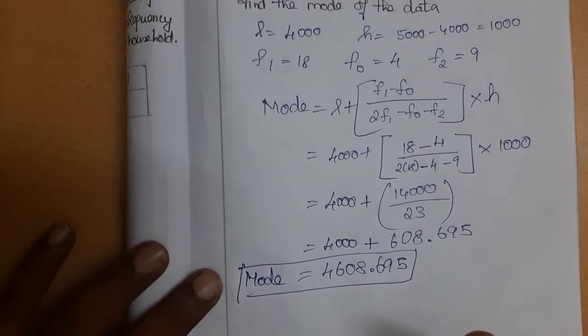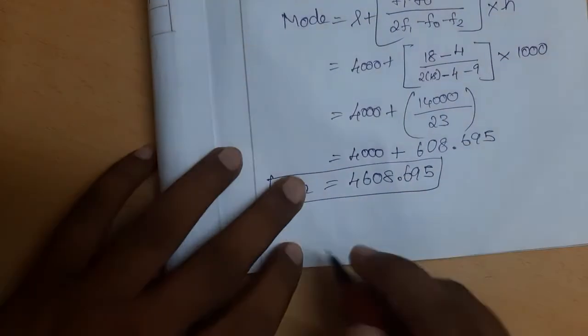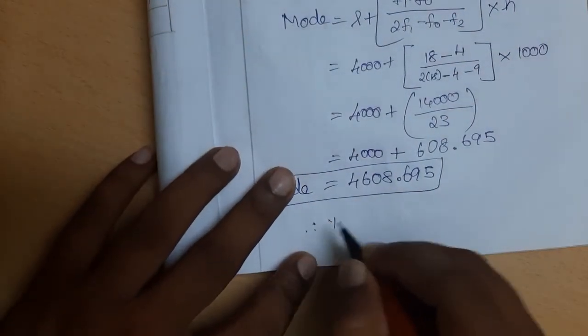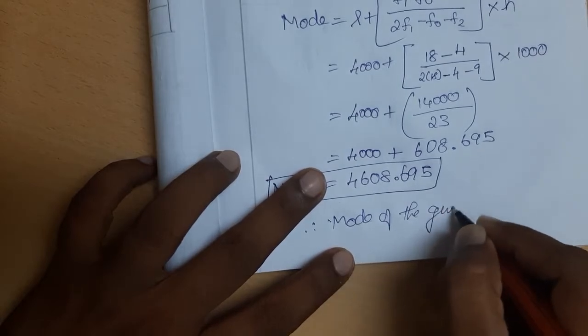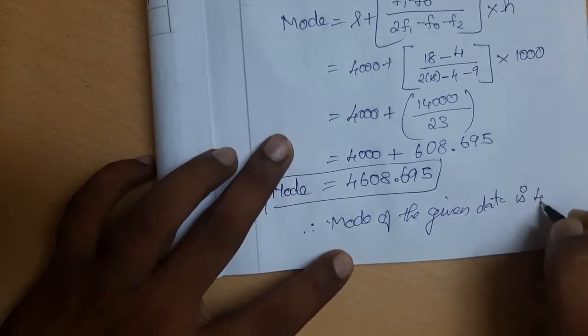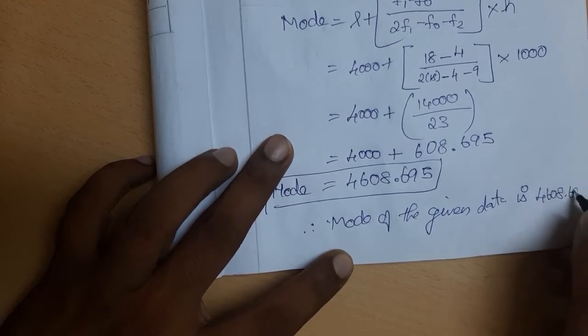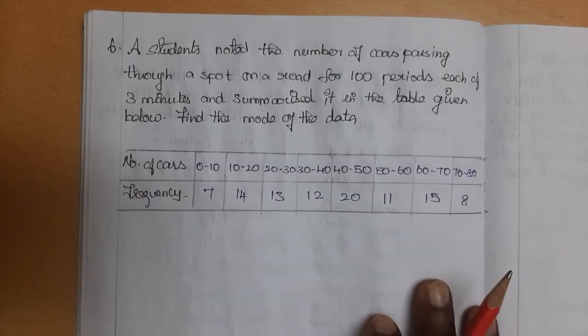And finally, you have to mention the unit. Actually, it is about the runs, right? We have to write it. Therefore, the mode of the given data is 4608.695 runs. You have to mention it properly. Runs.